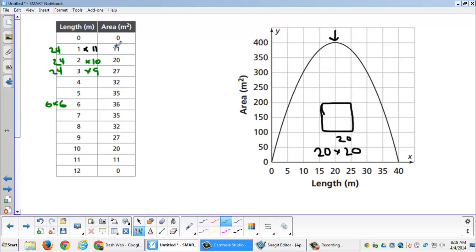So by looking at both tables and graphs, we were able to identify what type of rectangles we had, what their perimeter or the fixed perimeter was, and what the highest or the largest area was that we could get from each.